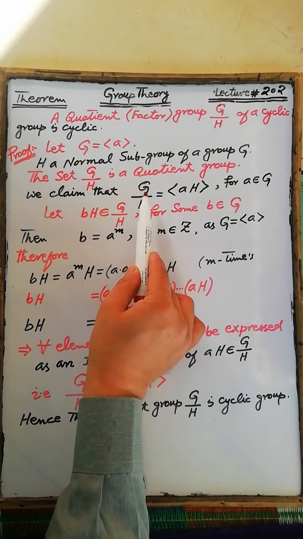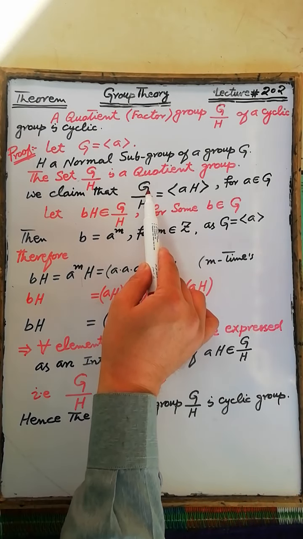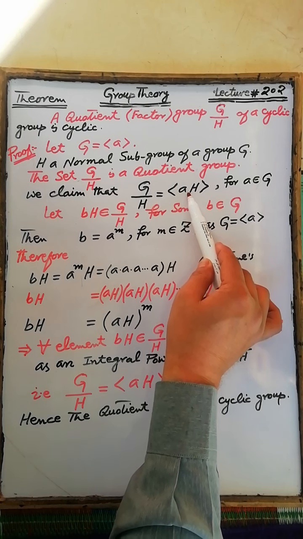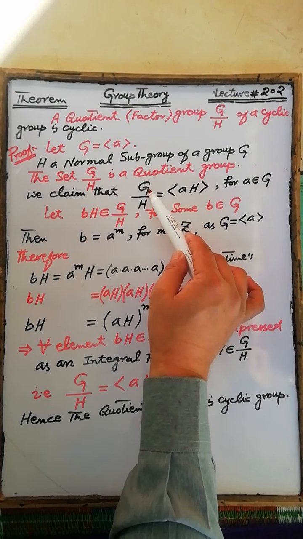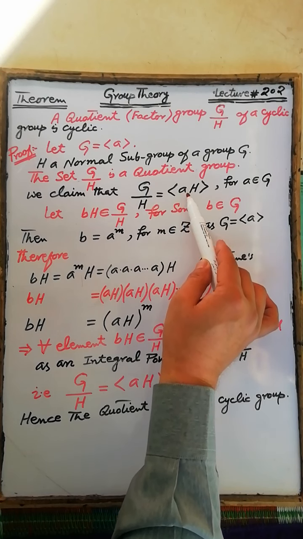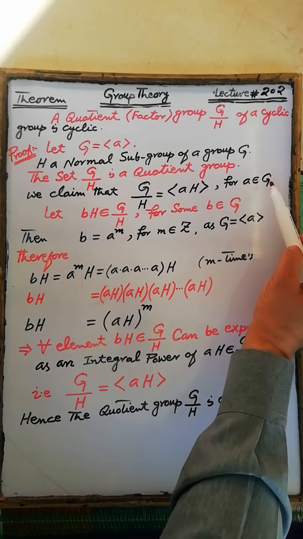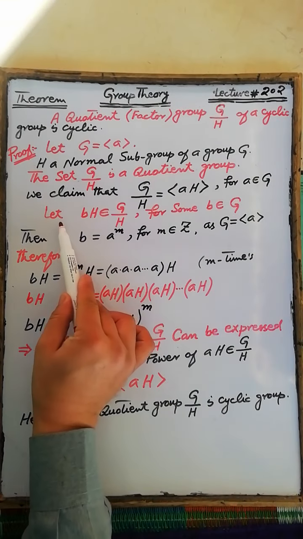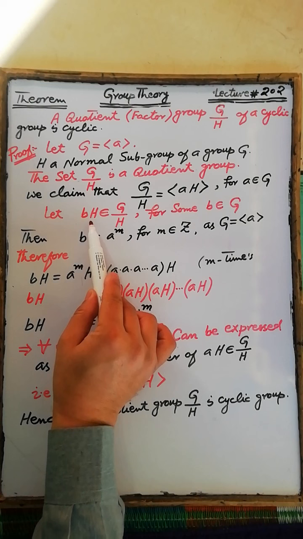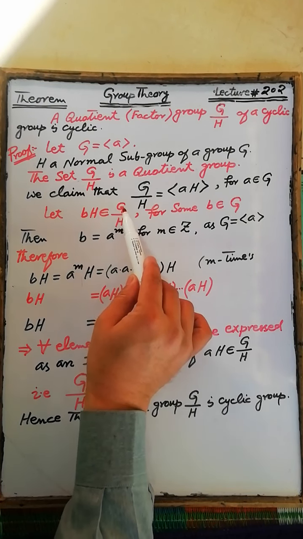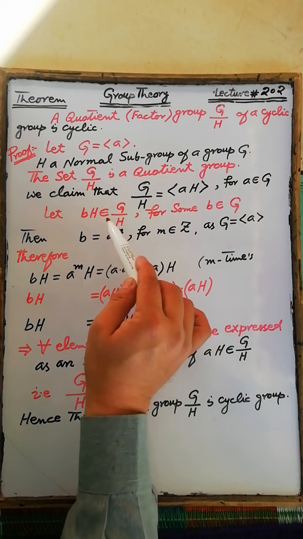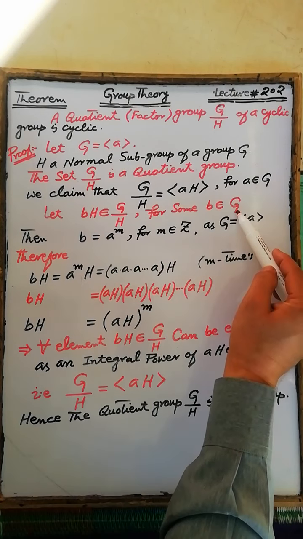We claim that the quotient group G by H is generated by the element aH belonging to G by H, which is the left coset determined by the element a belonging to the group G. Let bH be one of the left cosets of the set G by H for some b belonging to the group G.